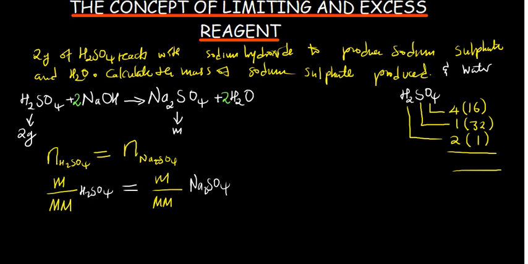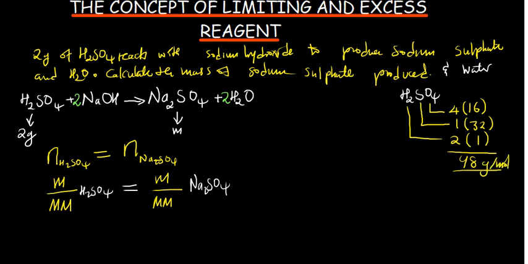So let's calculate that. 4 times 16 is 64. So 64 plus 32, which is the sulfur, and then 2 times 1 is 2. So 64 plus 32 plus 2 is going to give us 98. Remember, molar mass is in grams per mole.